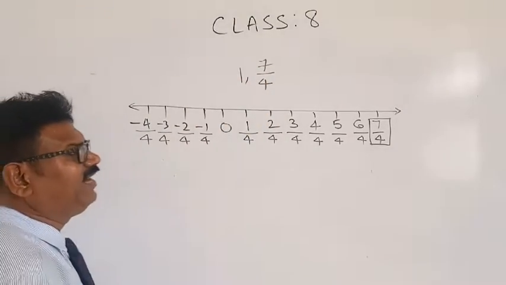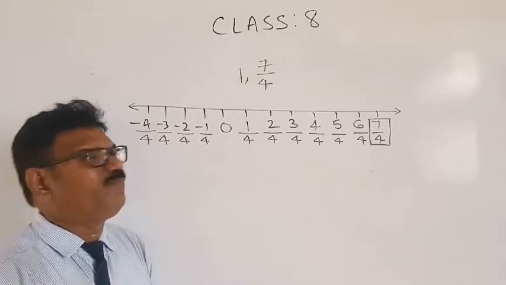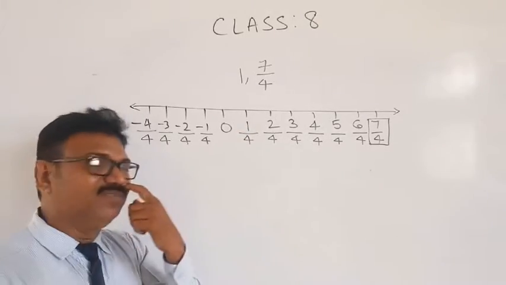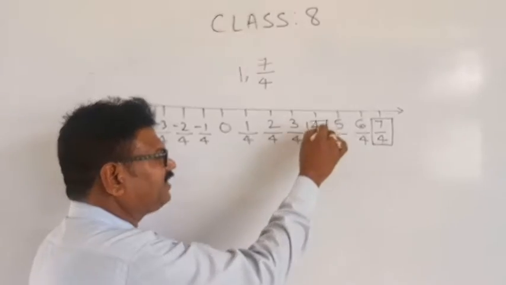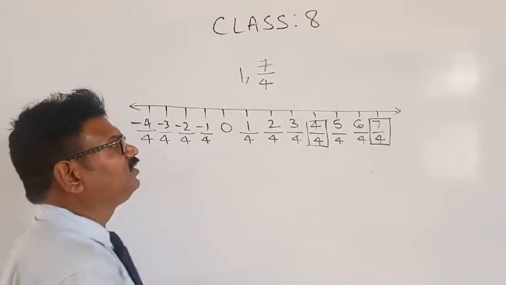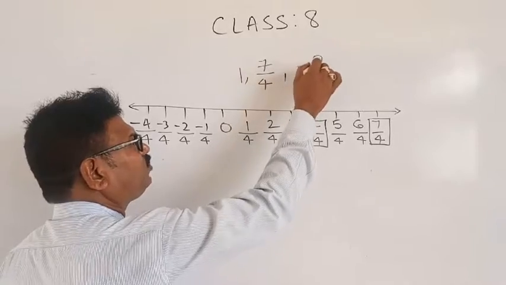Sometimes, represent 1 and 7 by 4. 1 means what? 4 by 4. 4 by 4 means it is nothing but 1, or not? No sir, I want minus 2.